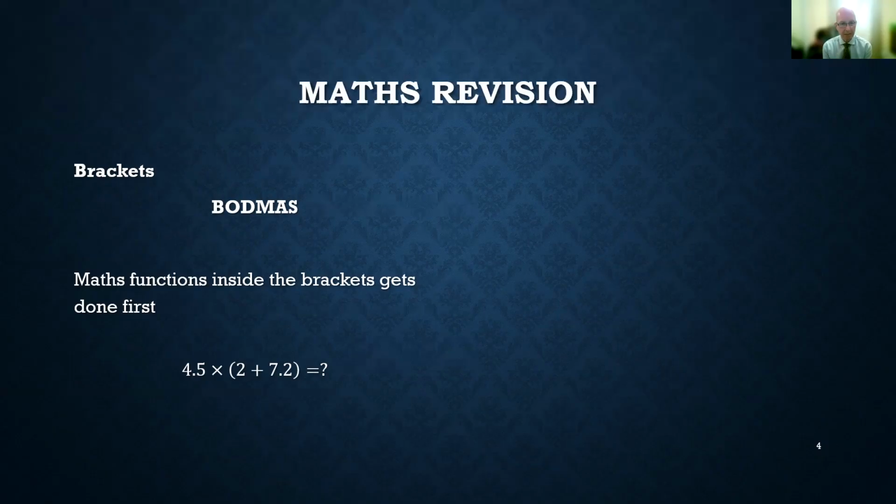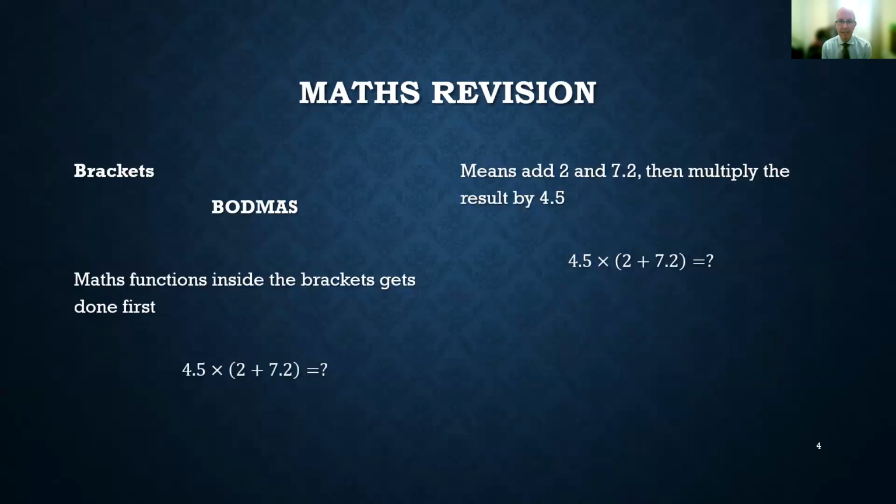So it's 2 plus 7.2, we add that together first. And then we multiply that result by 4.5. And so 4.5 times, in brackets, 2 plus 7.2 equals what? Well, we add the 2 to the 7.2 to get 9.2, and then we multiply that by 4.5. And that gives us 41.4.